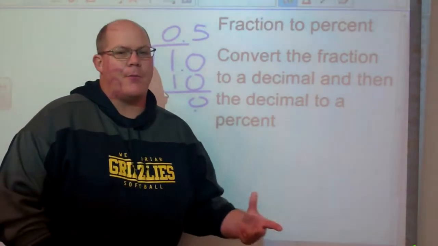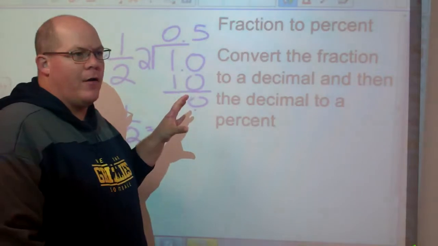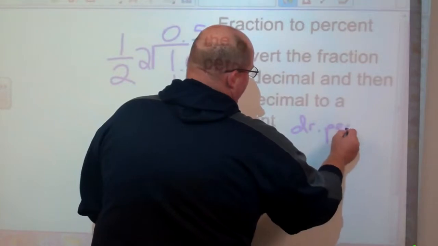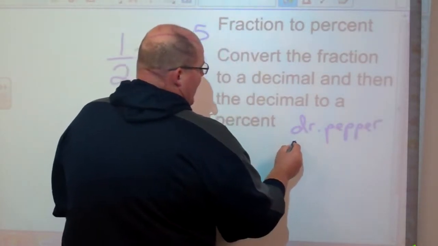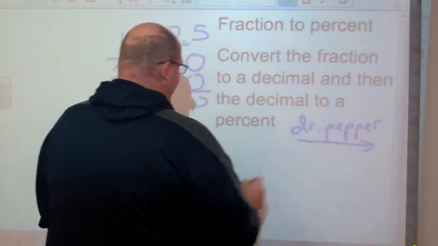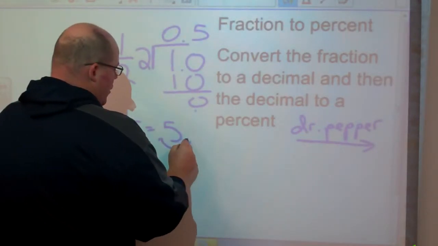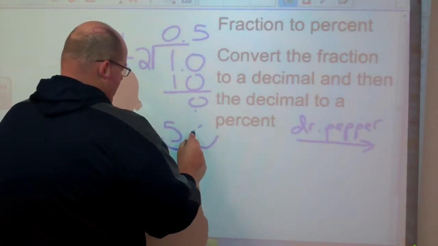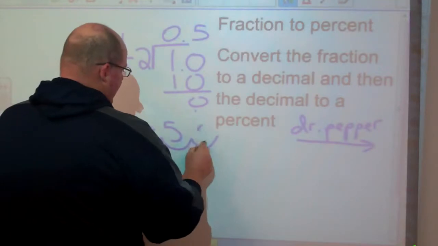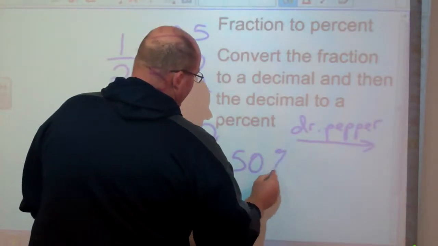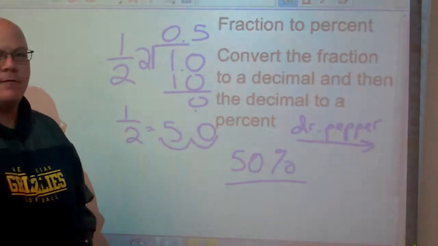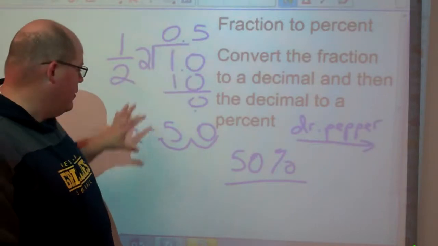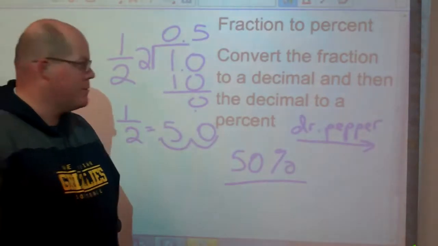Now I want to go from decimal to percent. We're going to use the Dr. Pepper method. Decimal to percent, I'm going from doctor to pepper. I would even write down the word Dr. Pepper on my paper. I'm going from decimal to percent, and I'm going left to right. So I'm going to move this 2 places. 1, 2, right? And that's going to give me 50%. And that's how we would go from a fraction to a percent, right? Fraction to decimal, decimal to percent, 50%.